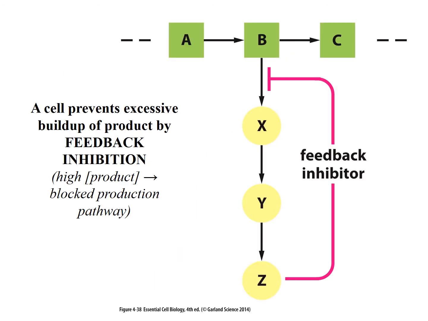If a cell were to build up stockpiles of a product unnecessarily, it would be wasting resources as well as energy. And so a cell has many ways to prevent excessive buildup of product. The most common way is by feedback inhibition, which is illustrated in this picture. In this case, a high concentration of the product, Z, serves as a signal to block the production pathway at its very beginning.